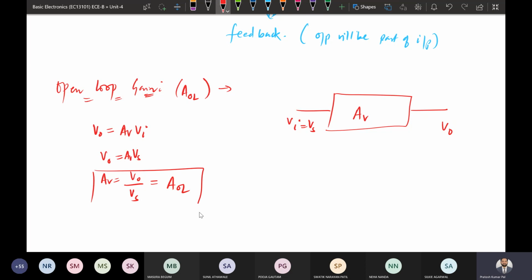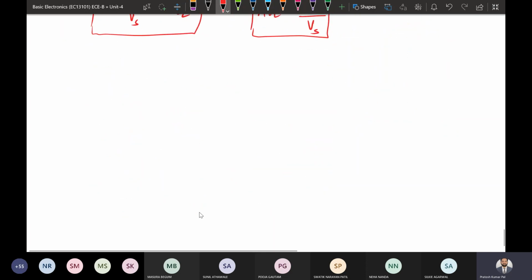So AV is the representation of voltage gain. If there is no feedback, that voltage gain will be equal to the open loop gain. Here the open loop gain will be equal to V output divided by V input, where V input here is Vs. Similarly, if we have a closed loop gain, we want to find out the closed loop gain. That means there is some feedback.